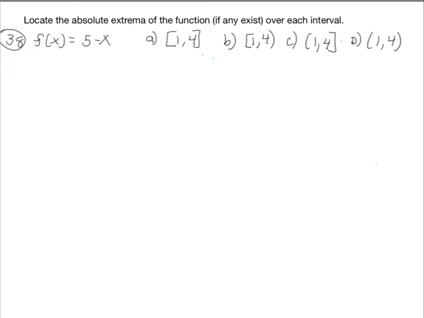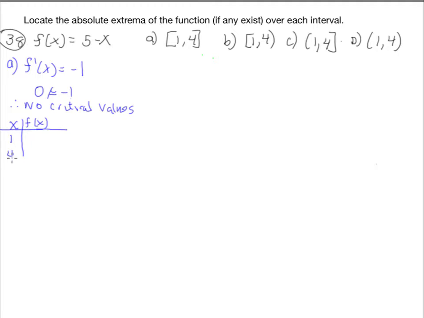In example 3, we're going to locate the absolute extrema over different intervals. So for part A, we're going to find it for the closed interval 1 to 4. So first thing we do is we find our derivative of f of x. In this case, 0 can never equal negative 1, so we have no critical values for our function. So in our t-table, we're only going to have our endpoints of 1 and 4.